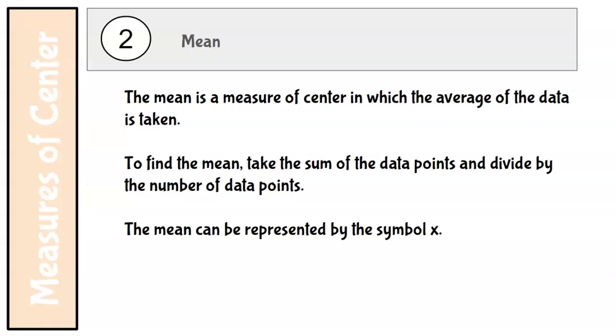Let's start with mean. The mean is a measure of center in which the average of the data is taken. To find the mean, we take the sum of the data points and divide by the number of data points. The mean can be represented by the symbol X bar.